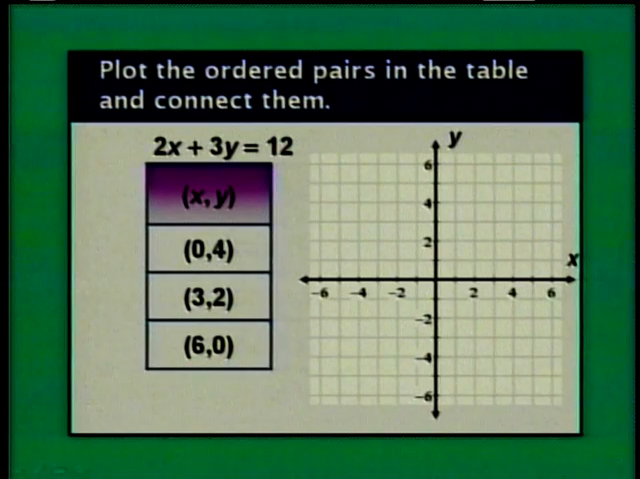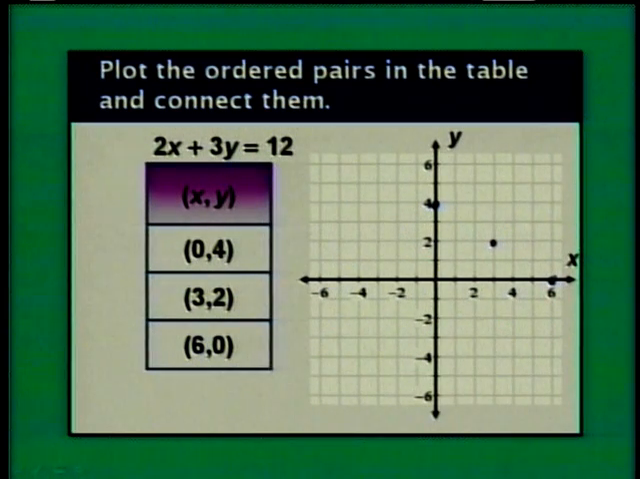The first ordered pair I have is 0, 4. So I need to go to 0 on the x-axis and then up 4. And here I am at 0, 4 on the y-axis. This is my y-intercept. Next, I need to plot the point 3, 2. So I go to 3 on the x-axis and up 2. And here's the point 3, 2. Next, I have the point 6, 0. The point 6, 0 lies right on the x-axis. This is my x-intercept.